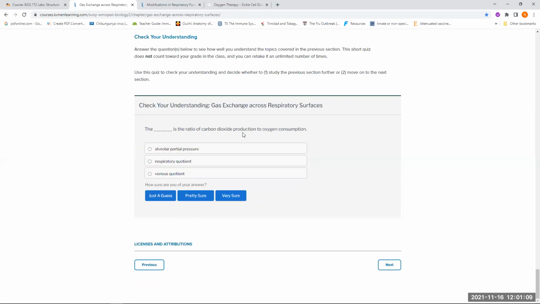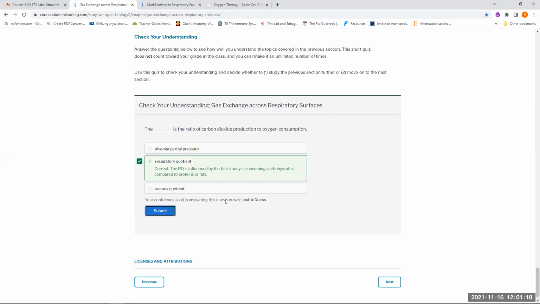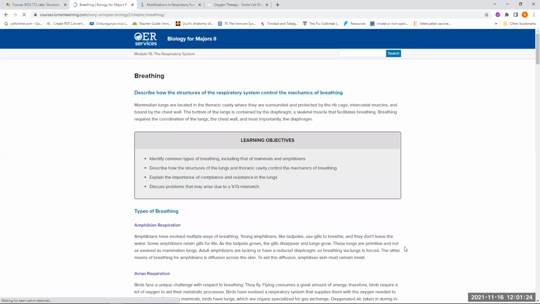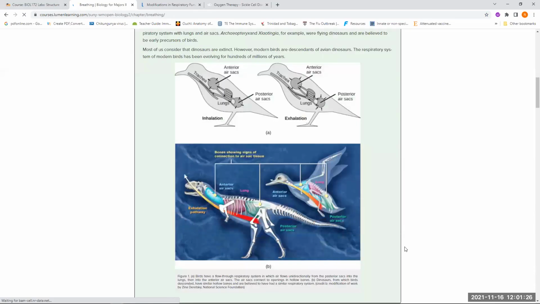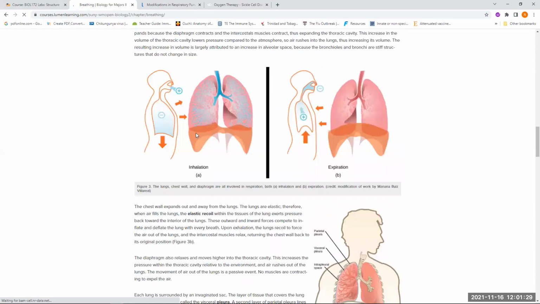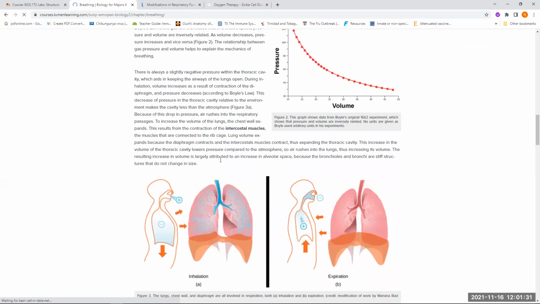What is the ratio of carbon dioxide production to oxygen consumption called? This is not on our syllabus, right? The RQ, respiratory quotient, not needed. This is the last of the questions we're going to look at here. So breathing, no, we don't have to look at animals. It's only humans we're concerned about.